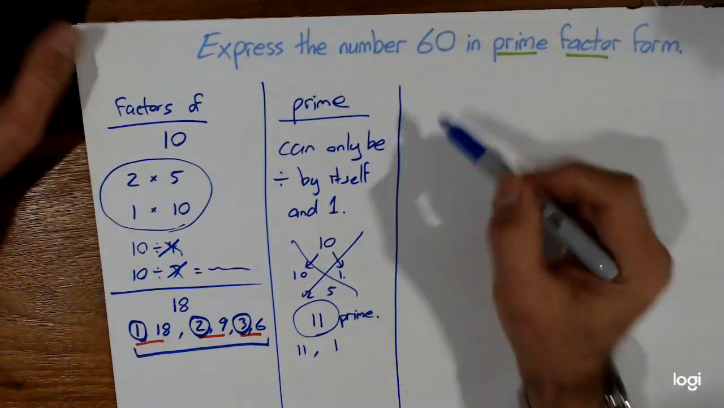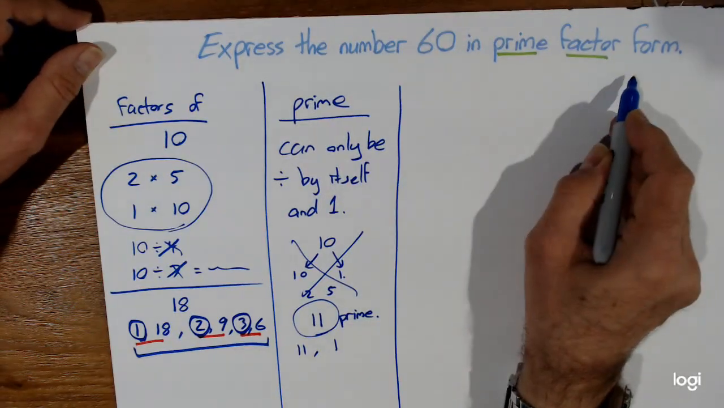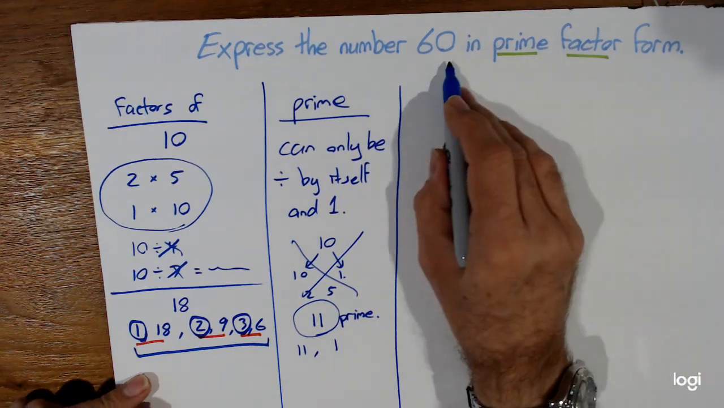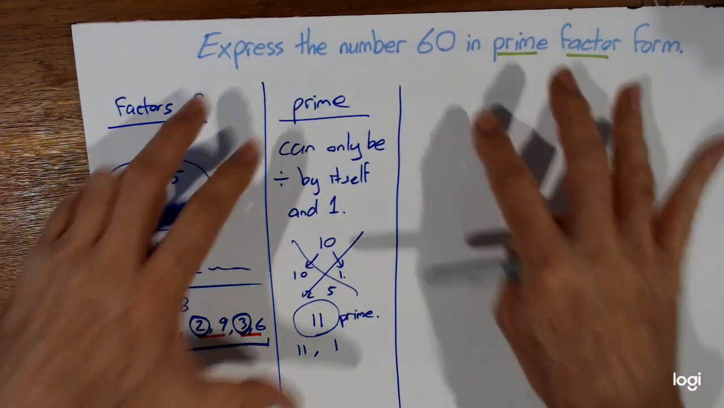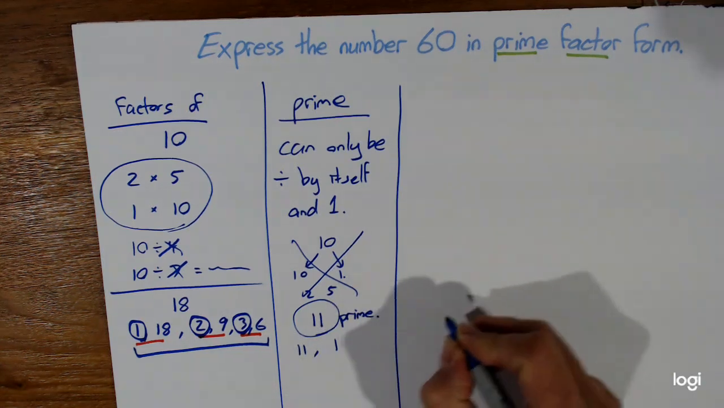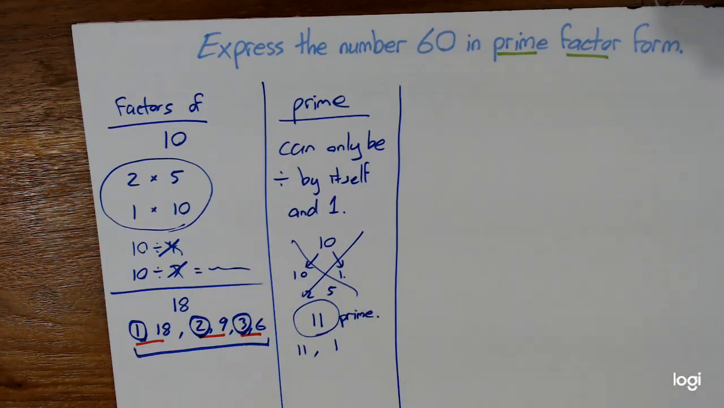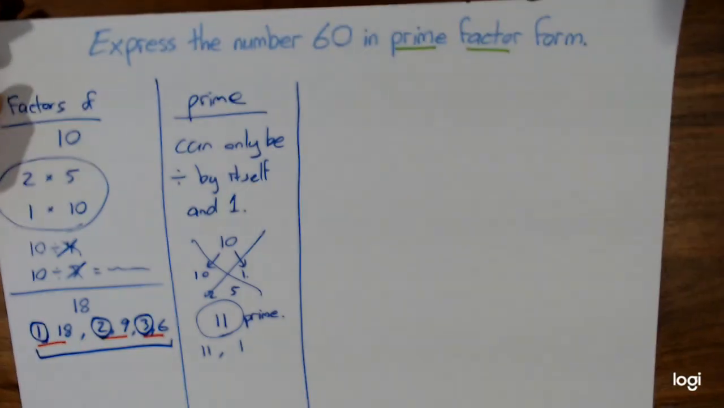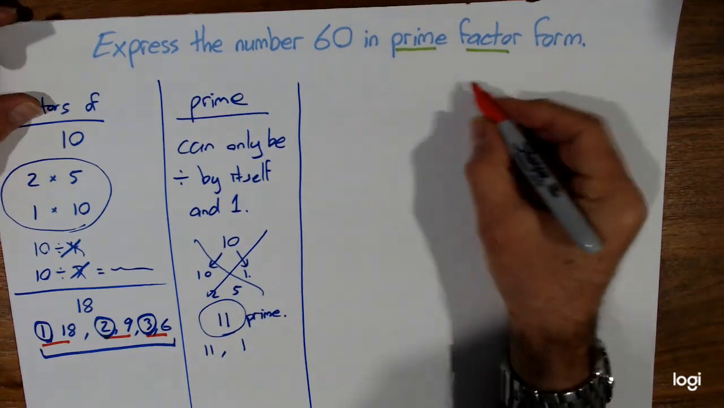Now, if you have to express a number in prime factor form, that means you have to take that number and keep dividing it by other numbers until you get down to a list of numbers that are all primes. I'm going to show you with 60. Here you go, 60.